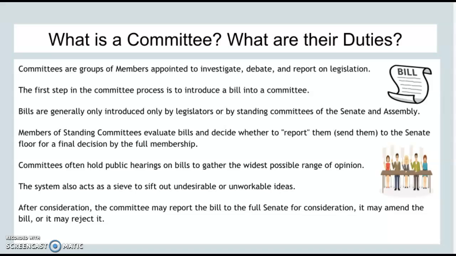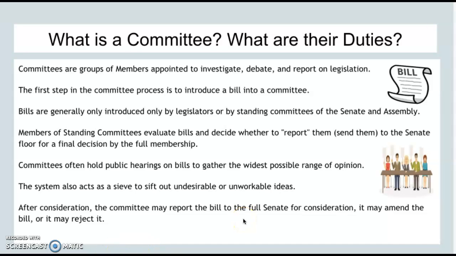The first step in this process is to fully introduce a bill to a committee. Bills are generally only introduced by legislators or standing committees of the state and assembly. For those who are uncertain of what an assembly is, it is the lower house of the New York State legislature. Members of a standing committee evaluate bills and decide whether to report or send them to the Senate floor for a final decision. The Senate is the upper house of the New York State legislature.